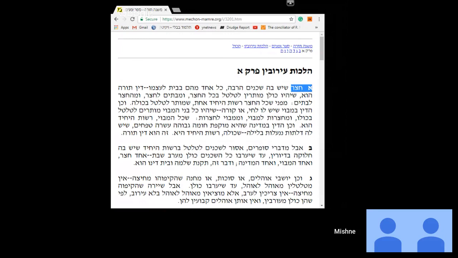וכן הדין במבוי שיש לו לחי או קורה, שיהיו כל בני המבוי מותרים לטלטל בכולו, ומחסרות למבוי וממבוי לחסרות. Also, the Torah permits any mavoy, any alleyway that has a lehi or a korah, that the people living within the alleyway would be allowed to take in and out from their haserot to the alleyway and from the alleyway to their haserot.